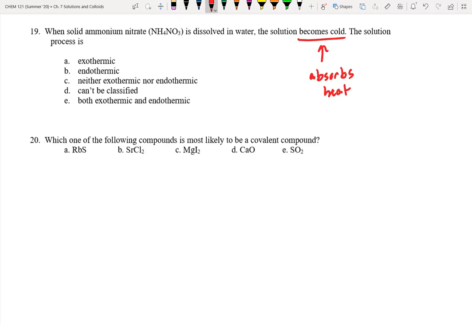And any reaction that absorbs heat would be considered to be an endothermic reaction. And then the last one is pretty good review. Which of these is most likely to be a covalent compound?